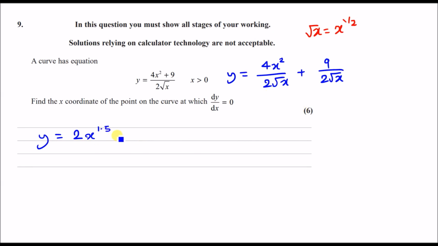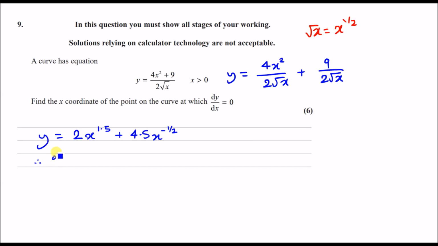Now the next part, plus 9 over 2 is 4.5. And then 1 over root x, to bring it upwards, would be x to the negative half, or minus 0.5. So now we've got this sorted out, we can go ahead and differentiate this into the dy over dx form.